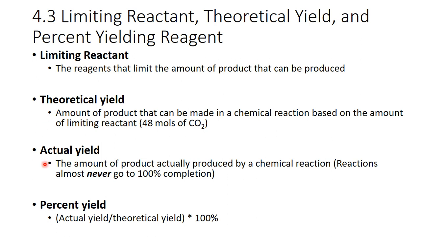Your actual yield is what you actually measure of your product. How much product do you ever get? And note that you will almost never go to 100% completion in any reaction. And your percent yield is your actual yield divided by theoretical times 100. Or the way I remember this is what you got divided by what you should have got multiplied by 100.